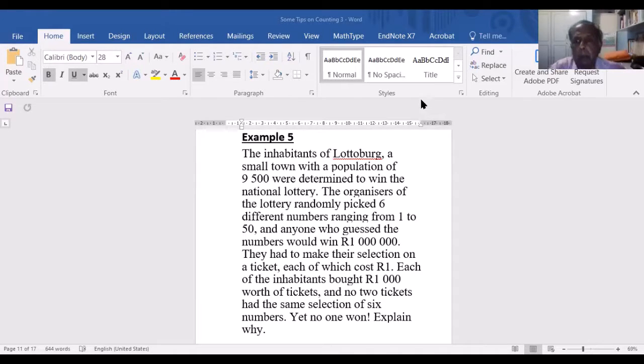Okay, so this is a nice problem to show you the futility of gambling. A lot of people go for the national lottery in this country, hoping to win. But you can see that even if you have 9,500 people, each one buying 1,000 tickets, it's still possible not to win. So I hope that tells you a big story, okay? So let's have a look at how to go about doing this. You understand the question, so I'm not going to show you the question again.